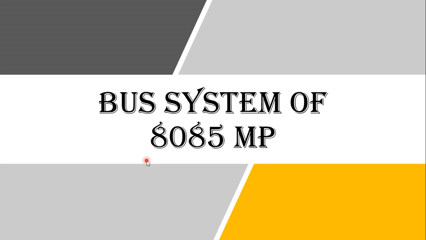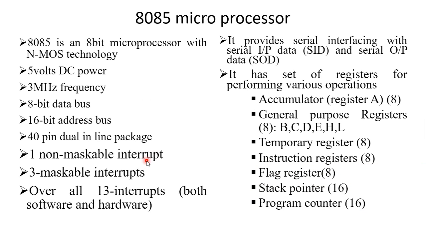Hi, today's topic is the bus system of the 8085 microprocessor. Here are some key points about the 8085 microprocessor. 8085 is an 8-bit microprocessor with NMOS technology operated at a 5 volts DC power supply. Its maximum frequency range is 3 MHz. It has an 8-bit data bus and a 16-bit address bus.